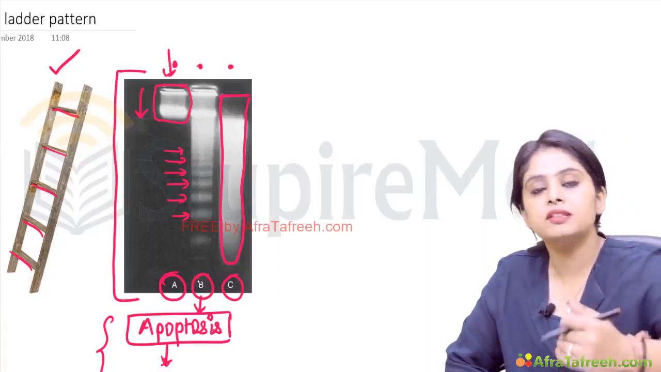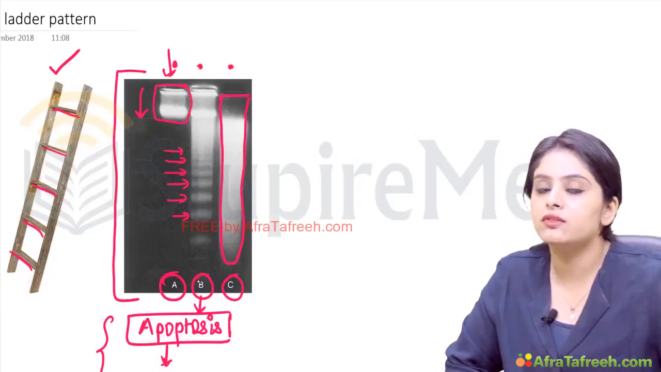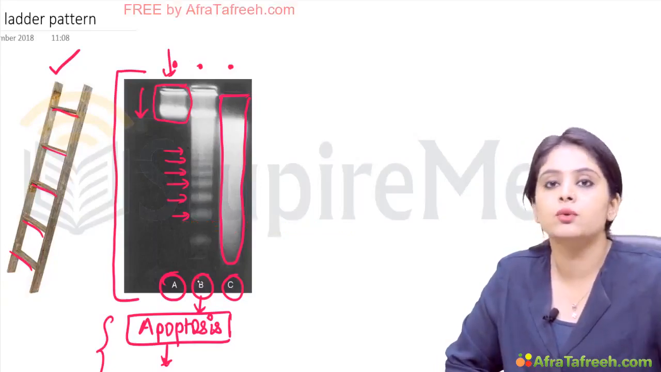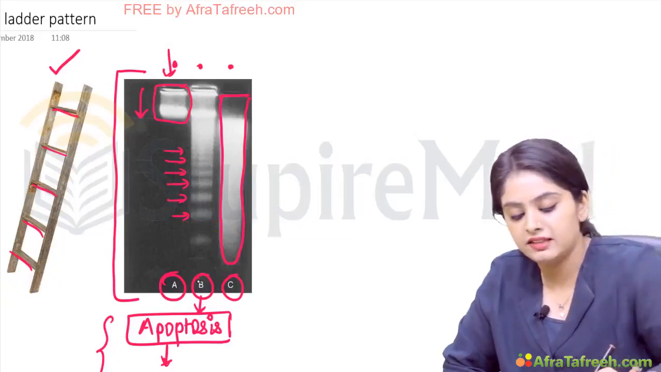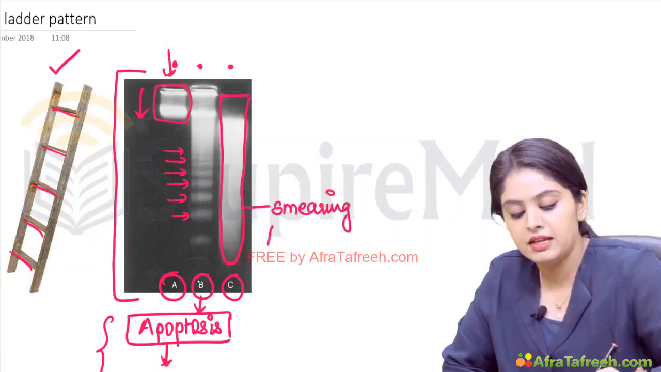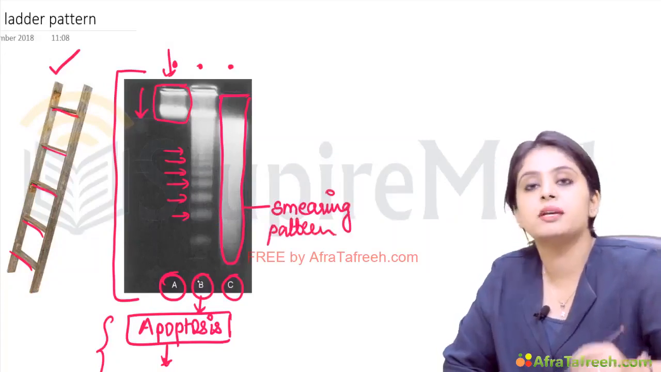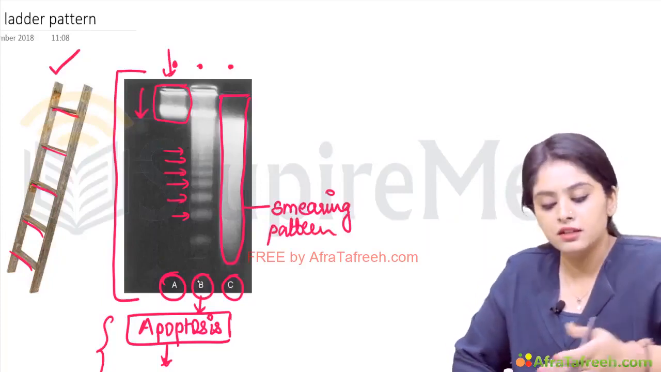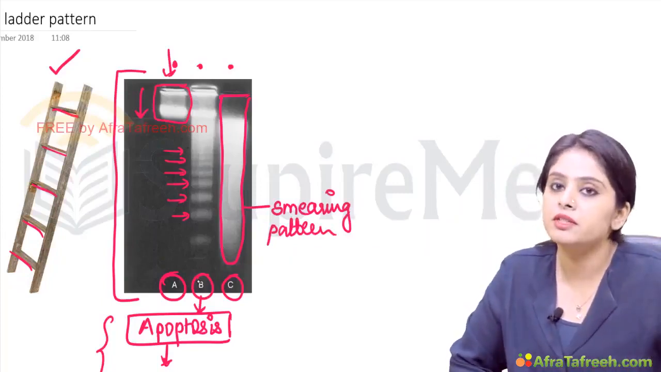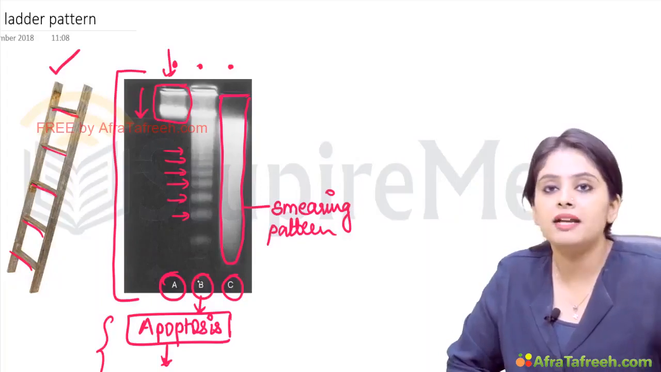But are they forming the same bands that we saw in gel electrophoresis of apoptosis? No. Over here, there is one continuous pattern that you see, and this pattern is known as the smearing pattern. How will you understand this? Just like we make a tongue-shaped peripheral smear on the slide, similarly, this also resembles a smear. I am calling it a smearing pattern.